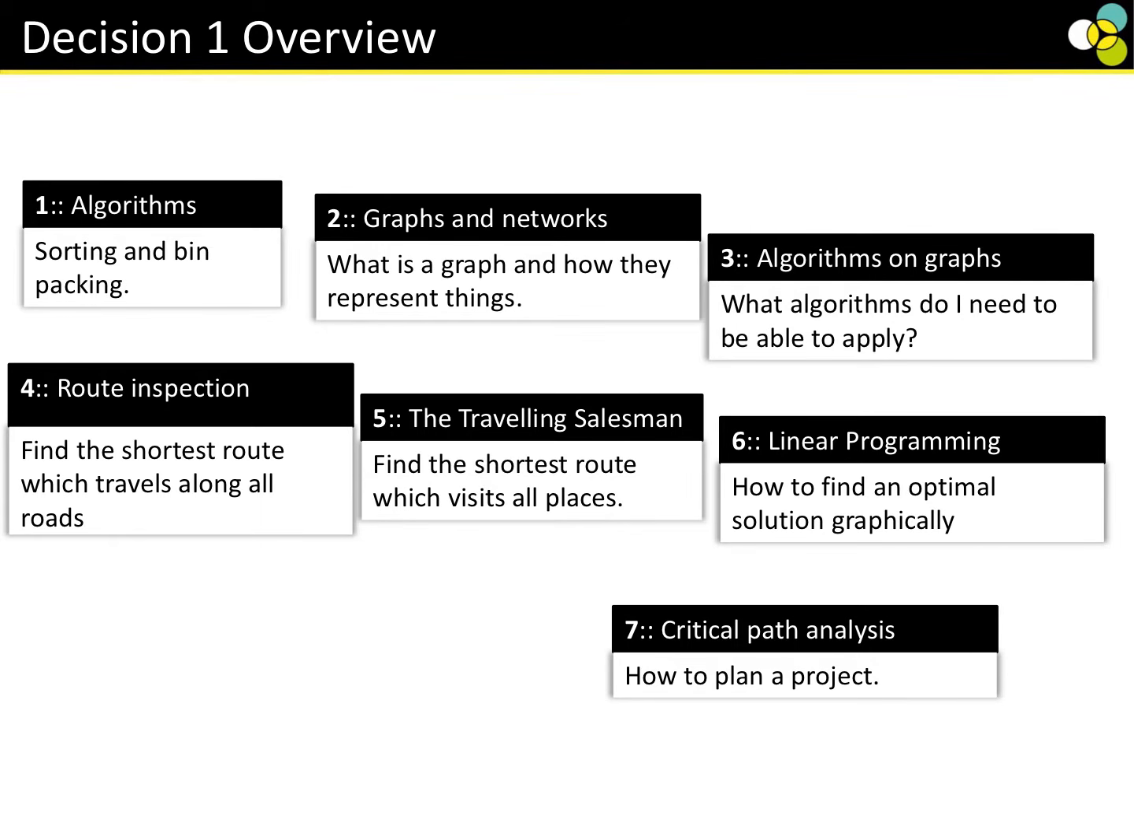So we're going to be looking at linear programming. As you know, we've already covered algorithms, graphs and networks, algorithms on graphs, route inspection, the traveling salesman. Now we're doing linear programming. This is completely different to everything we've done. We're going back to kind of old school problems. Basically, what we're going to be doing is solving simultaneous equations graphically to find an optimal solution. So that is what we're actually doing here, okay?